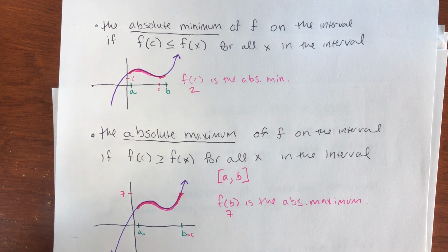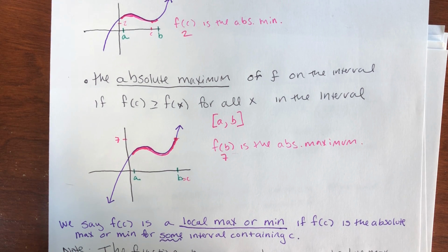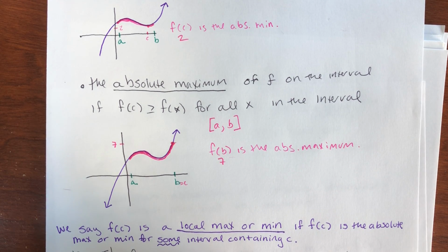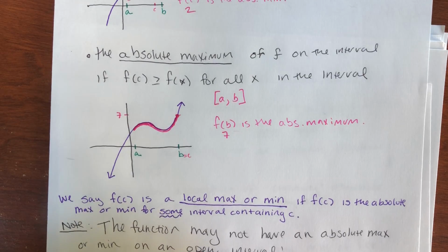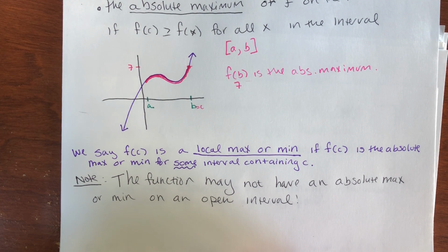Okay. Now, we also similarly can define a local max or a local min, which means if we look at the entire curve, we say that a particular output is a local max or a local min if it's the absolute max or min for some interval around it. So we'll see in the picture what that looks like shortly. But one thing to notice is that the function may or may not have an absolute max or an absolute min if we only look at an open interval.